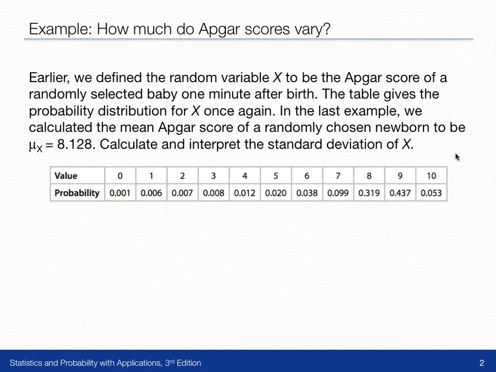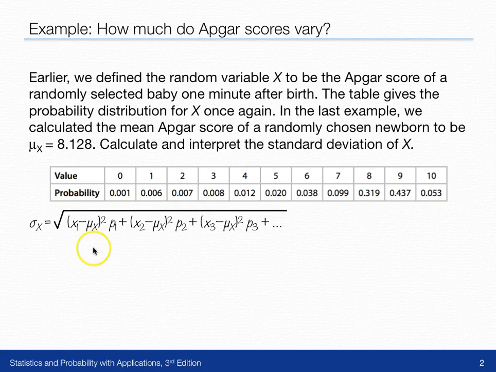So calculating the standard deviation is a little bit of an involved process, but it's not too bad once you understand the formula. The formula for standard deviation of random variable x is the square root of these sums, all these things added together. For each item in the table, that is 0, 1, 2, 3, 4, all the different APGAR scores, we're going to take that value, subtract the mean, square the difference between that score and the mean, and multiply by that value's probability, which is shown in the second row. And then we're going to do that for all of these values in the table and add them together.